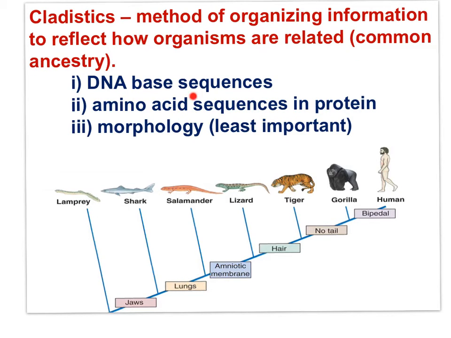Cladistics is a method of organizing information to reflect how organisms are related, the common ancestry of organisms. We use DNA base sequences, we use amino acid sequences in protein, and we use morphology, body form. This is the least important, although the most commonly used historical piece of evidence to produce cladograms. We can see a cladogram here. This cladogram is based on morphology, body form. An example of a clade within the cladogram would be here, an ancestral species with hair and all descendants.